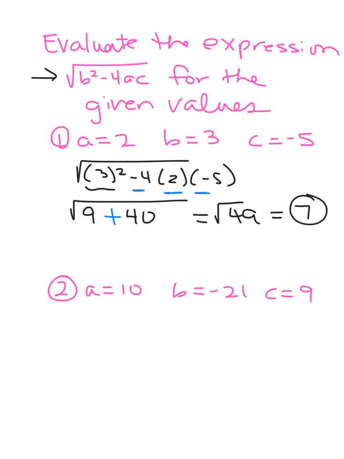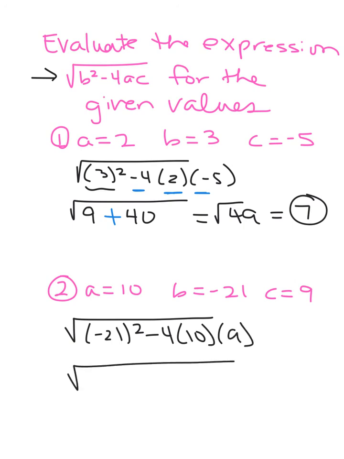Looking at our last example for today, again, I'm going to do the same thing. So I have the square root symbol. My b value is negative 21, so I'm going to put that in parentheses and I'm going to square it. Minus 4 times a, which is 10, and times c, which is 9. So again, negative 21 times negative 21 gives me positive 441. Remember that first number that's hugging the radical sign will always be positive because I'm squaring it.